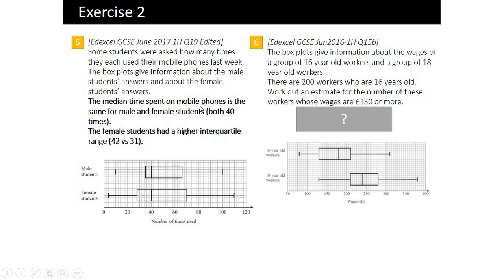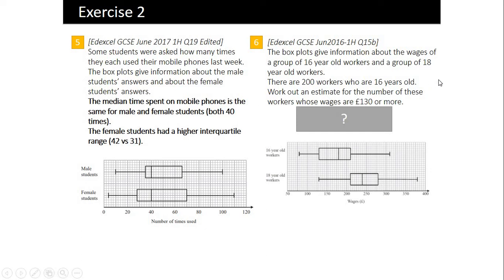Notice here the median time is the same and it is quoted. Both times are 40. The female students had a higher interquartile range, so an interquartile range of 42 as opposed to the males of 31. It is always better in an exam to quote these figures so that you ensure that you get maximum marks.